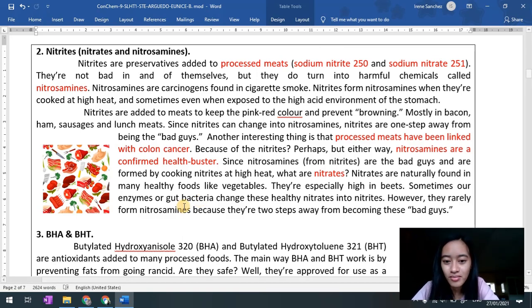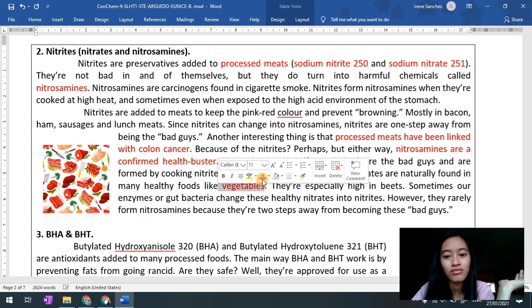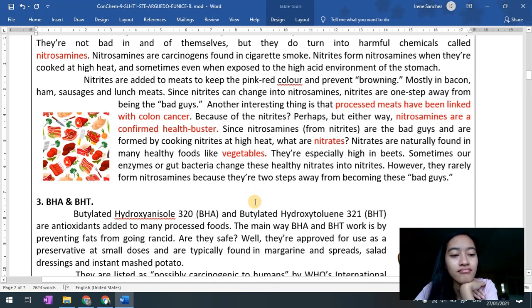When they mention steps, it's about chemical reactions. So there are two chemical reactions before they become nitrous amines. So the nitrates rarely become nitrous amines. So get your nitrate from vegetables instead. Okay.